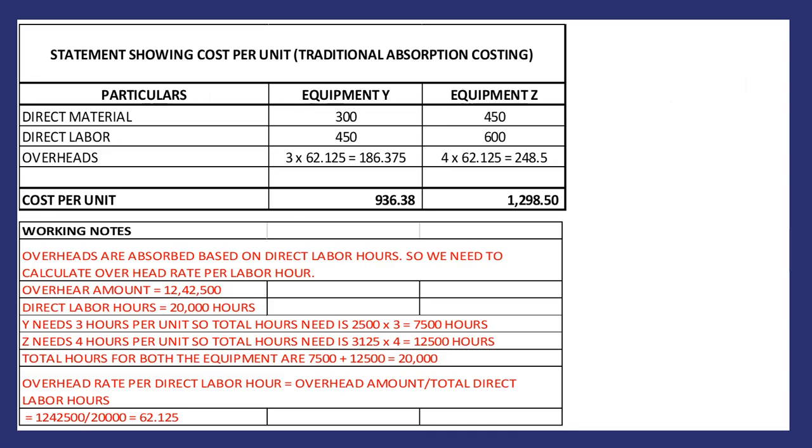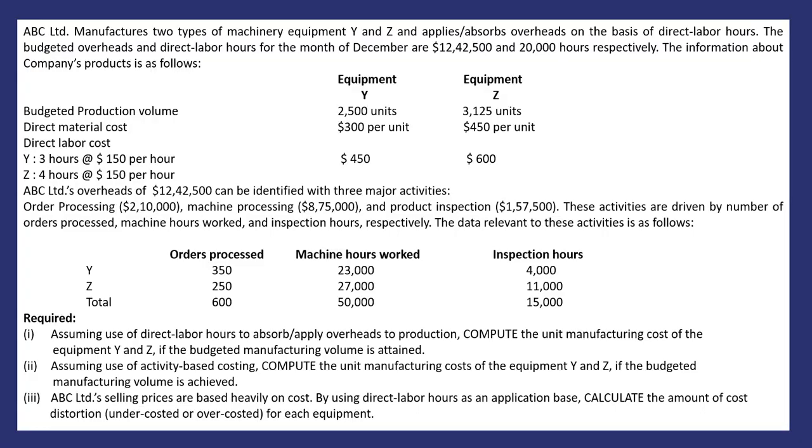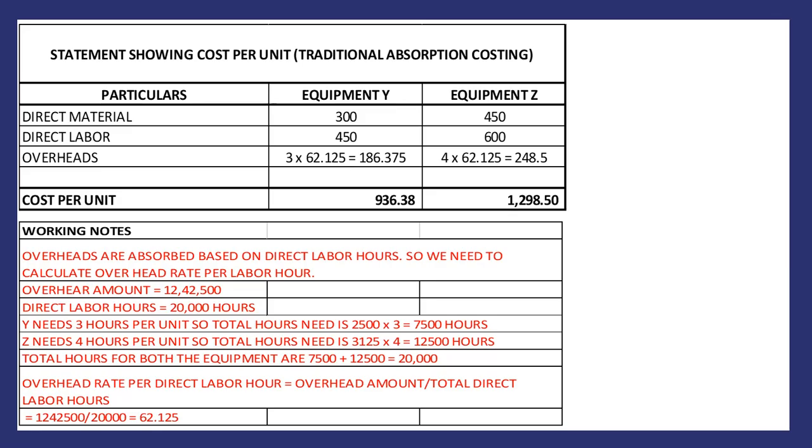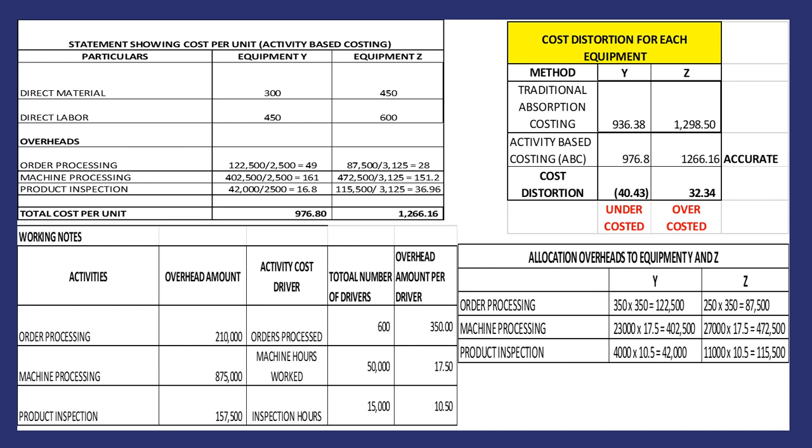And coming to the product inspection, it is given in the question, inspection hours 4,000 and 11,000. So here 4,000 multiplied with the product inspection driver rate you calculated, 10.5. So 4,000 multiplied with 10.5, 11,000 multiplied with 10.5, 115,500. So this is the overhead allocation for product Y and product Z, I mean equipment Y, equipment Z, for each activity. Here in this question three activities are there, so for each activity we calculated separately.